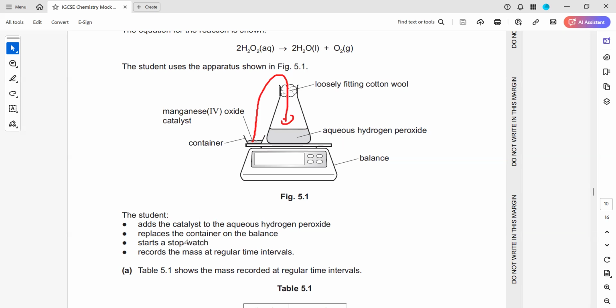He starts the timer and records the mass at regular intervals, because what will happen? The hydrogen peroxide decomposes into water and oxygen, but in the presence of the catalyst the rate of decomposition will be higher. So it will give off oxygen gas, and the reading on the balance will decrease. In the beginning we have greater mass, but with the passage of time the mass will decrease.